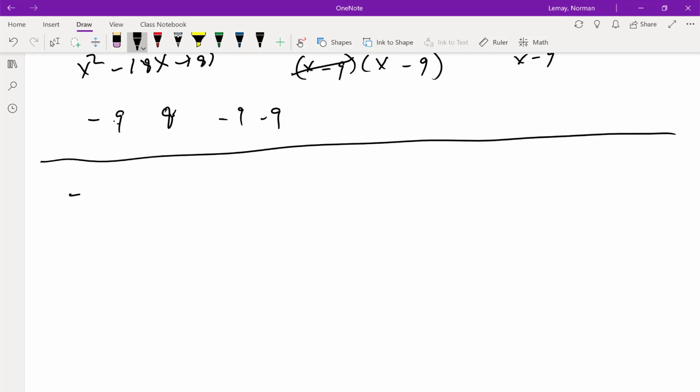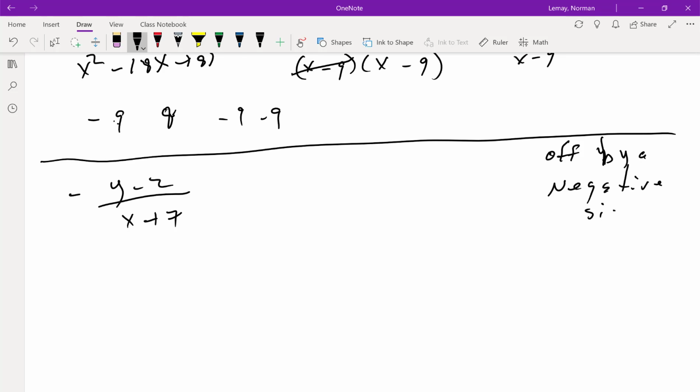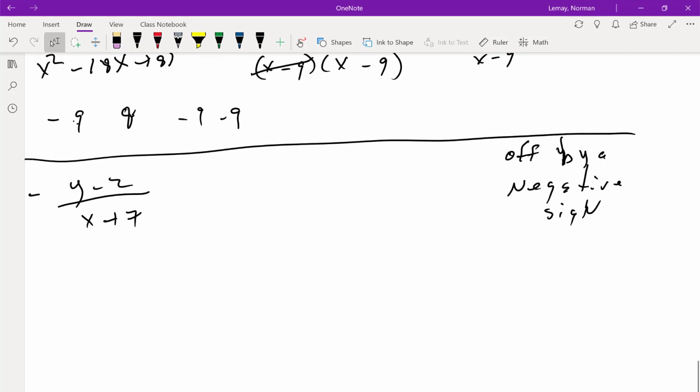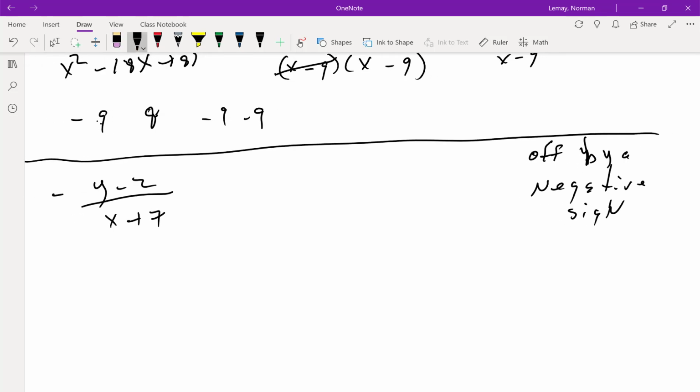Okay, so let's take a look at something like this. We're going to see this in our next video. And this is off by a negative. So how do we do an off by a negative sign? We're going to see this in our next video. So we got a negative out front. One of the first things we can do is attach the negative to the top part, and write it like this.